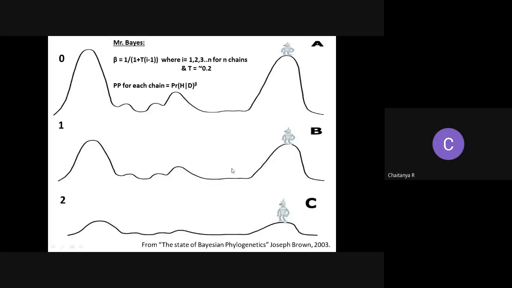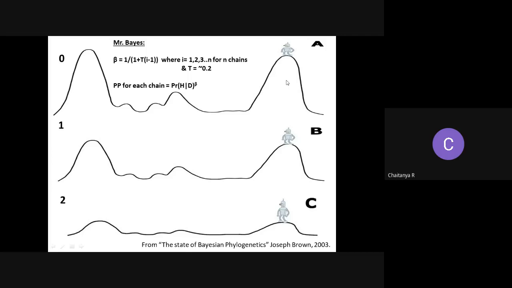Okay. Now, Chaitanya, if I can add, the reason we do this melting business is to make sure that the Markov chain samples a larger tree space, larger probability space, and does not get stuck in one of these peaks. Yes. So obviously, like Praveen said, chain C has a much better chance of traversing more trees, or more of the probability space, than chain A, which might actually get stuck in local optima.